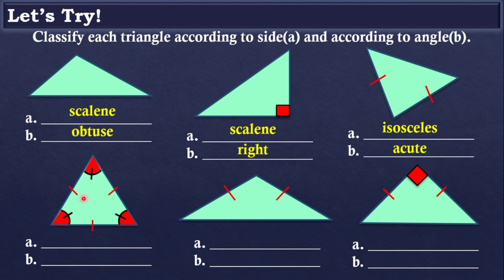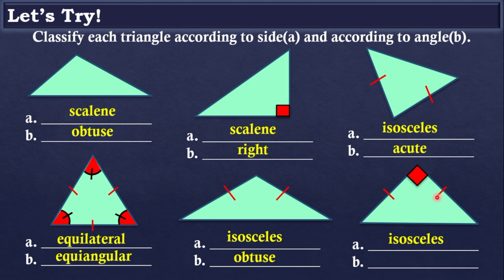And then this one, since all the sides are congruent, this is equilateral. And all the angles are congruent, this is also equiangular. This one, we have two sides are congruent, so this is isosceles. And we have one obtuse angle, so this is an obtuse triangle. And then this is also an isosceles. And with one right angle, so this is a right triangle.